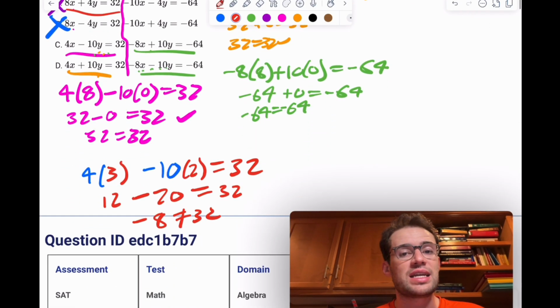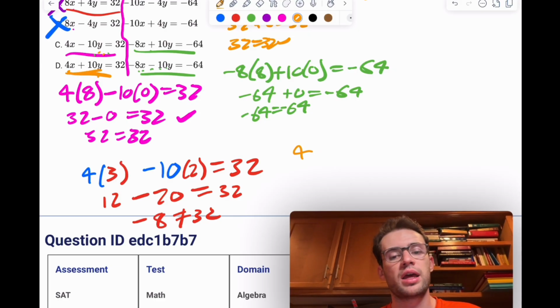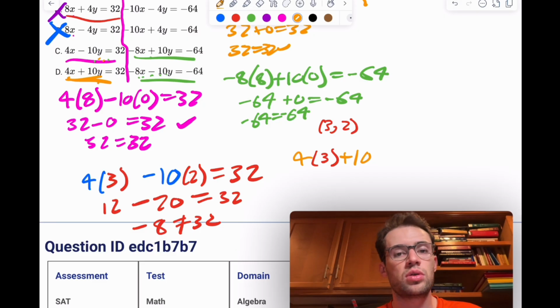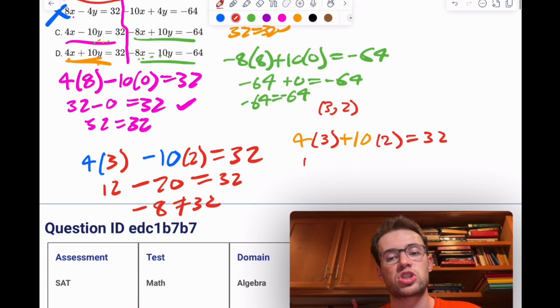Let's try D now. So using this D equation, 4x plus 10y, again using that point 3 comma 2, right? X is 3, y is 2. So 4 times 3 plus 10 times 2 equals 32. 4 times 3 is 12, plus 10 times 2 is 20.